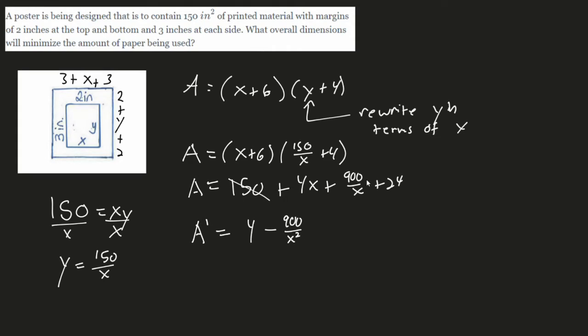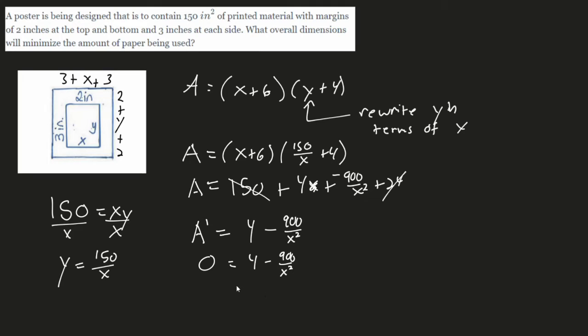Right? The constants are gone. This drops, and then this becomes X squared with a negative in front. Okay. So we have 4 minus 900 over X squared for the derivative of the area, and we need to set that equal to 0.